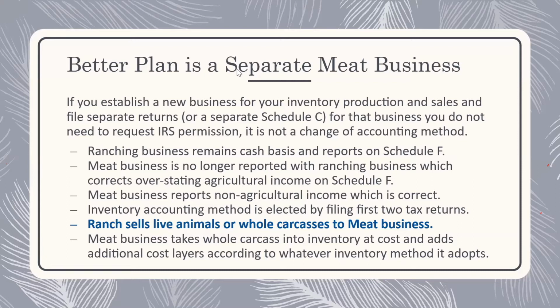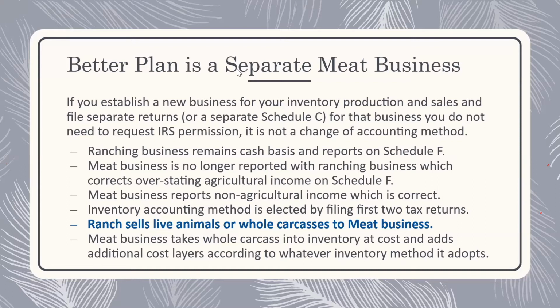When you've separated and you set up this new meat business, it's going to use the inventory accounting method that it elects by filing its first two tax returns. That's how you make the election. So the first two tax returns you file on that meat business are critical, because that's what sets your method for the rest of that business's life unless you request permission. And that's why I'm giving you this whole song and dance to convince you how important this decision is.